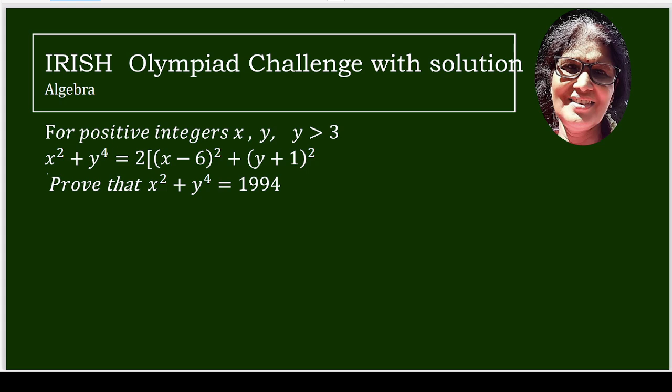So today, one Irish Olympiad maths question. For positive integers x, y, when y is greater than 3, x squared plus y to the power 4 equals 2 times (x minus 6) whole squared plus (y plus 1) whole squared. Prove that x squared plus y to the power 4 equals 1994.